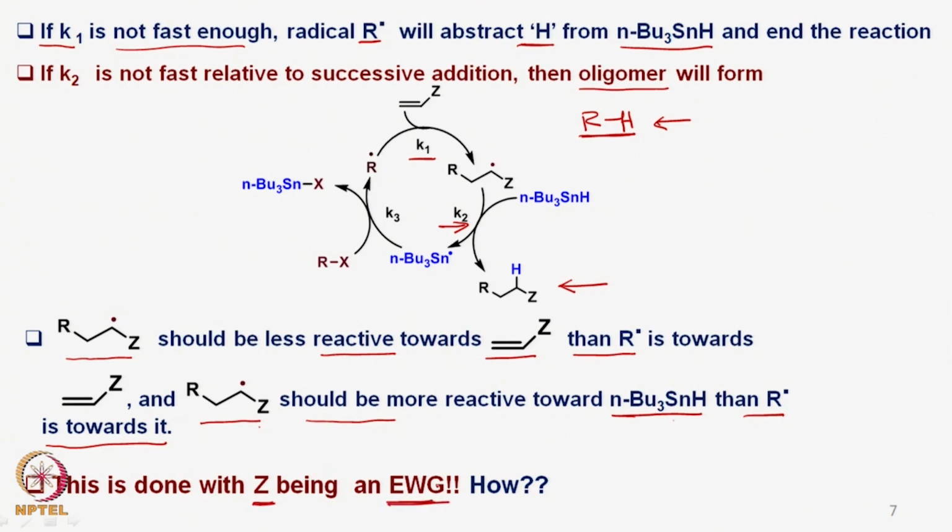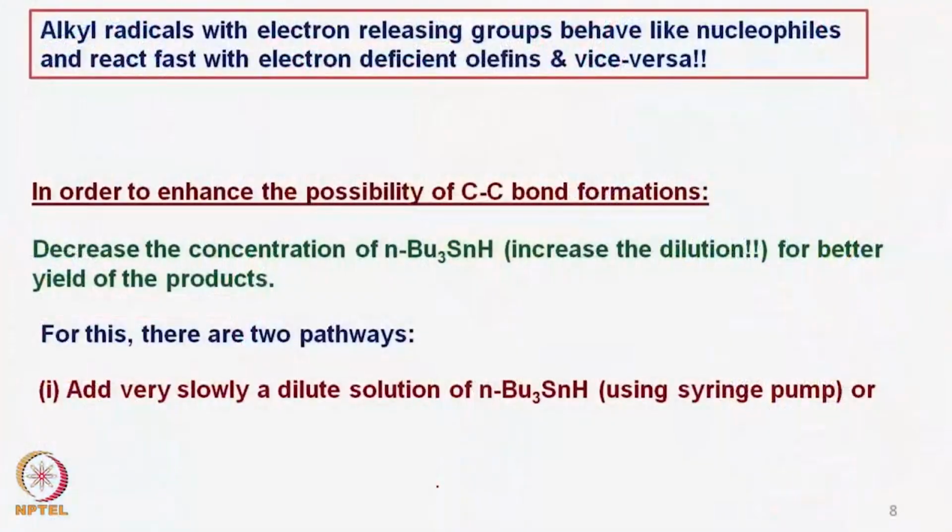Now exactly why and how the electron withdrawing group allows such a reaction to occur, that means to stop the reaction after the first CC bond has formed and then the reaction is arrested. What is found is that alkyl radicals with electron releasing groups behave like nucleophiles and react fast with electron deficient olefins and vice versa.